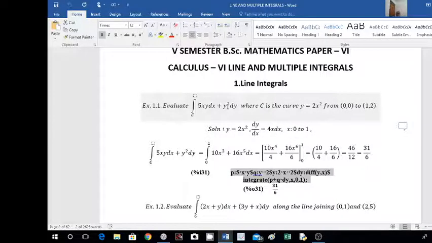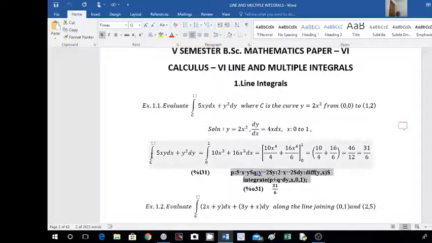To evaluate this, we have to convert everything either in terms of x and dx, or everything in terms of y and dy. Here y equal to 2x square is given, so I can put y equal to 2x square, and if I differentiate this with respect to x, we get dy by dx equal to 4x, or dy equal to 4x dx. Then we integrate with respect to x, where the limits of x are 0 to 1.